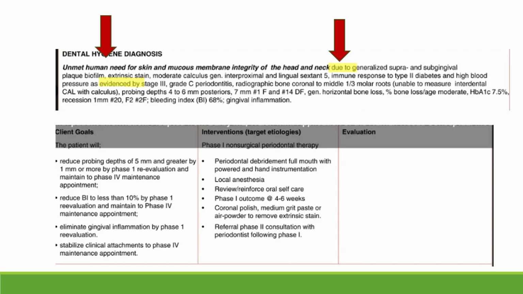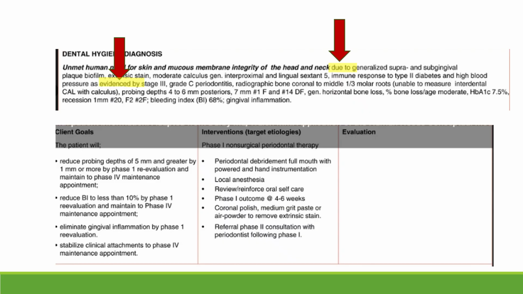And what is it evidenced by? What are the signs and symptoms that we see? Well, we see that they have stage 3 grade C periodontitis, that they have radiographic bone loss, probing depths of 4 to 6 millimeters, horizontal bone loss showing on the radiographs, and a bleeding index.